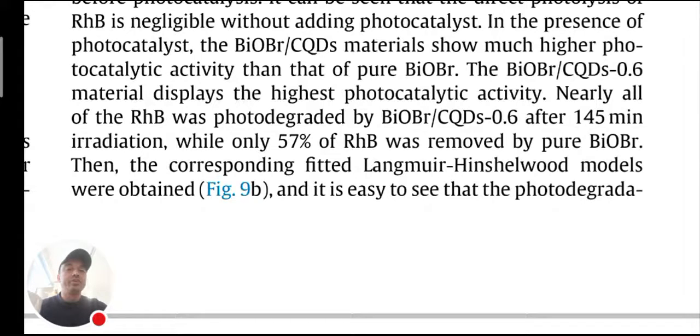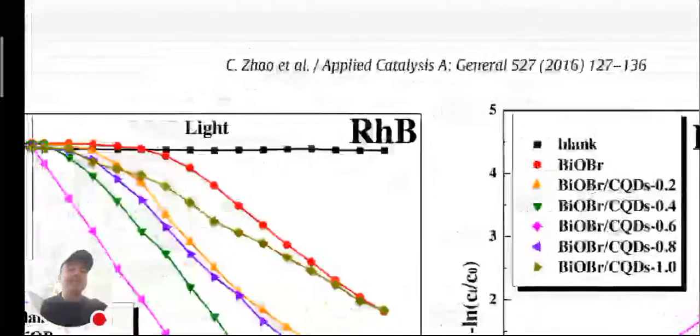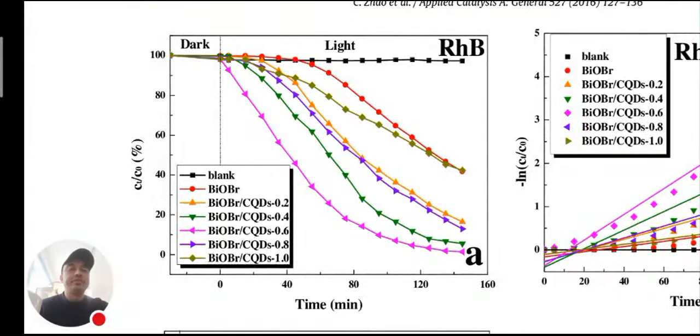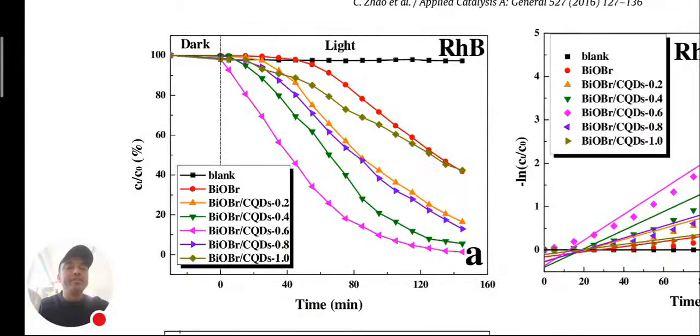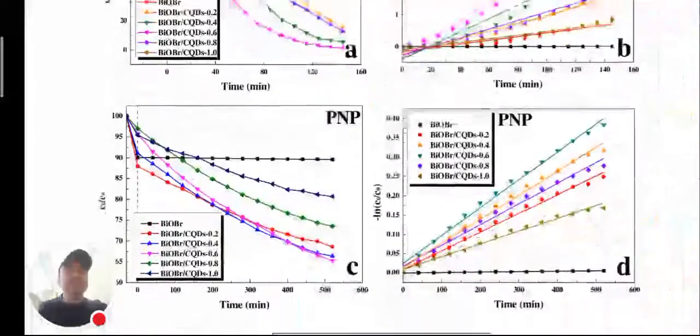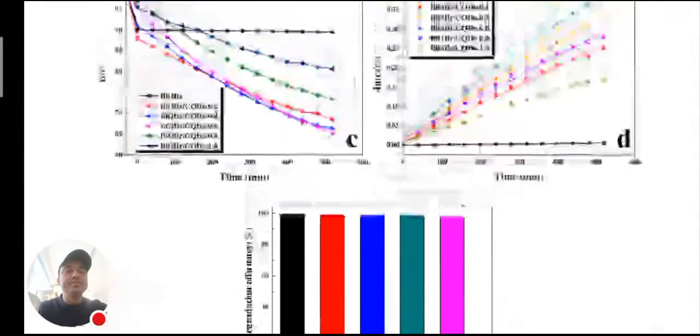The corresponding fitted linear kinetic model was obtained, and the photodegradation is easily seen. So this is the photodegradation of different samples and the blank, under dark and then under light. These are the results: the photocatalytic activity and the cycle.